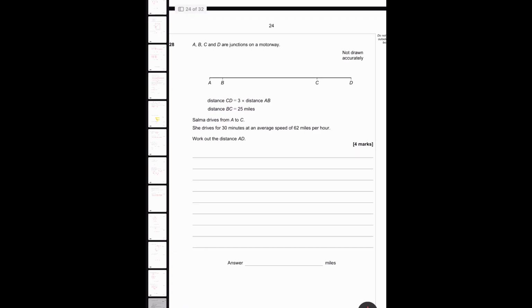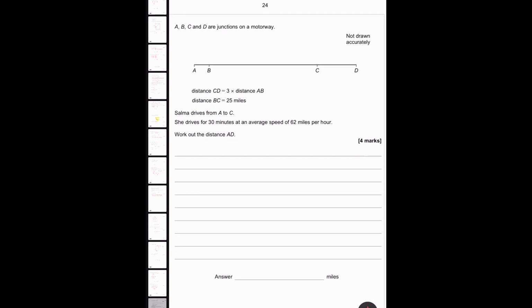Question 28 is showing us a motorway with 4 points, A, B, C, and D. We are told the distance from C to D is 3 times the distance of A to B and that the distance of B to C is 25 miles. Salma drives from A to C. She drives for 30 minutes at an average speed of 62 miles per hour. Work out the distance of A to D.